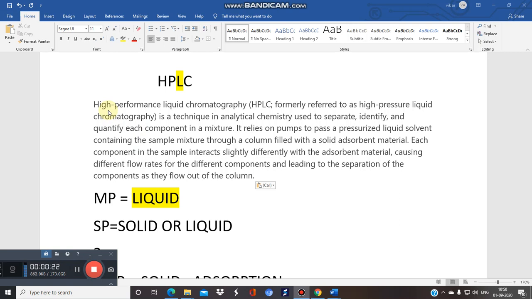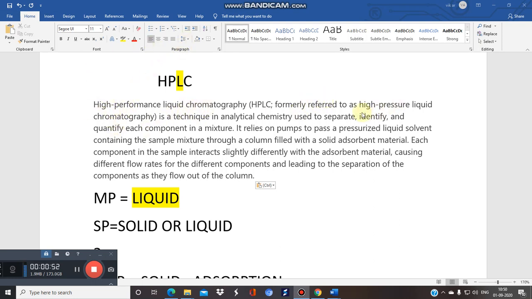HPLC is a chromatography, so it is used for identity, quality, purity, purification, or even isolation. It is a sophisticated instrument, used for both qualitative and quantitative analysis. It is widely used in synthetic chemistry as well as natural product chemistry. So yes, it is a very important chromatographic approach.